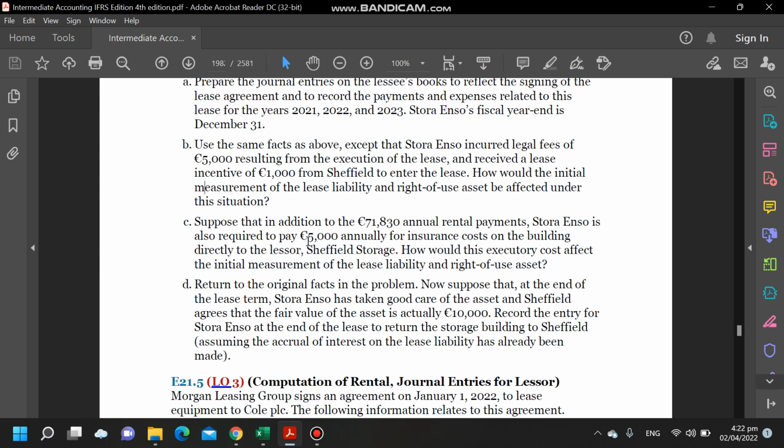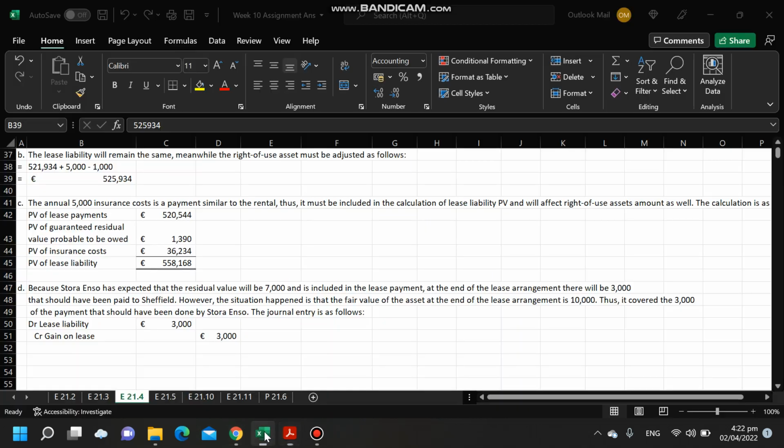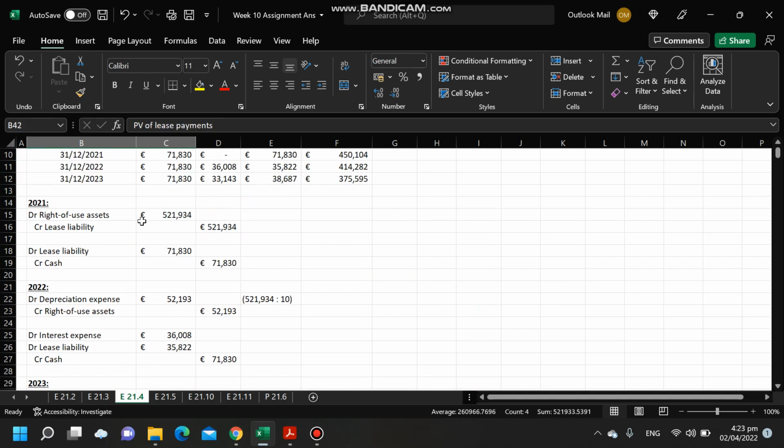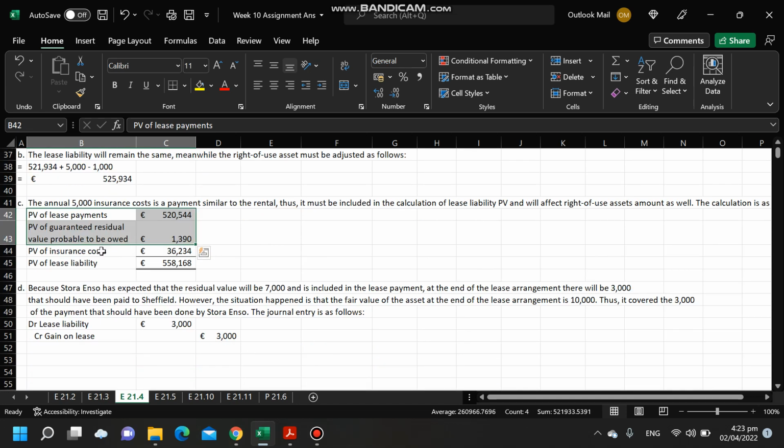So this 5,000, actually it is known already and it is regular. Because of that nature, we must already include it in the rental payment for every year. This is called the gross lease. So we will recalculate the present value of the lease liability using the same data from A, and then you just add one more line for the insurance cost or the executory cost.